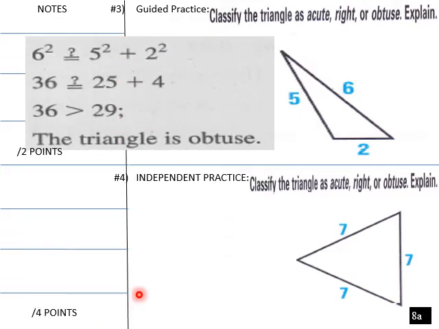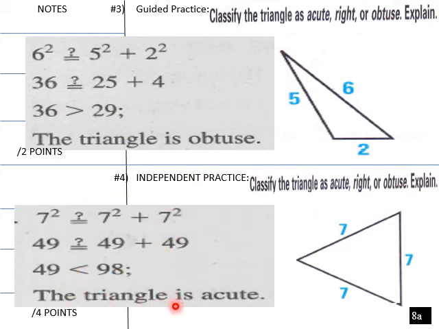Okay, welcome back. It is obtuse because 36 is greater than the sum of the squares of the other two sides. In this situation here, 49 is less than 98, so this triangle here would be an acute triangle. That's how you would confirm that.